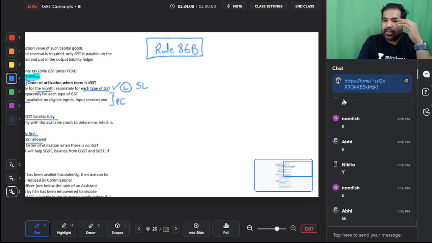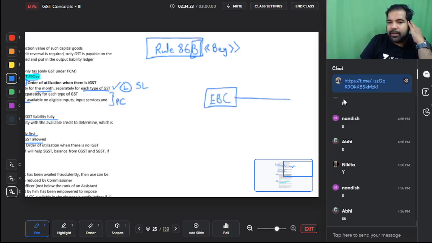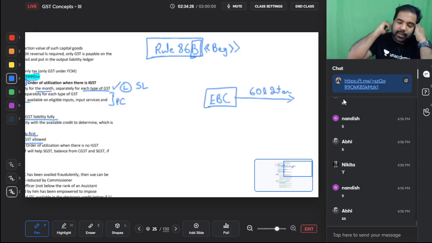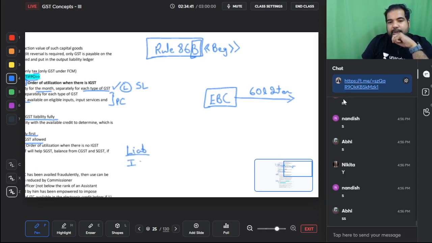Now what is this rule 86B? This is beg. They beg you to pay some money in cash. B is for beg. Okay, let's see what this is. Everyone, eyes on the screen. This is Electric Bike Company and this month they have supplied bikes worth 60 lakh rupees interstate. Please tell me how much will be their IGST liability at 18%. Their IGST liability will be 10,80,000.